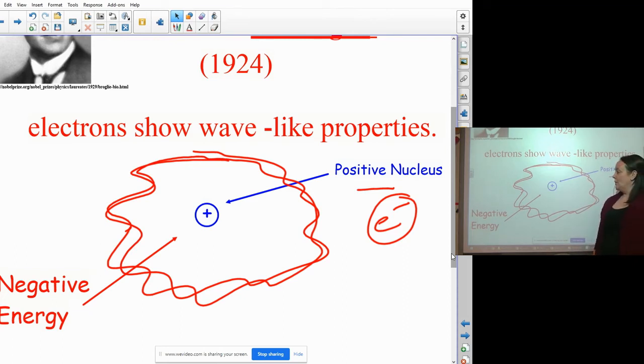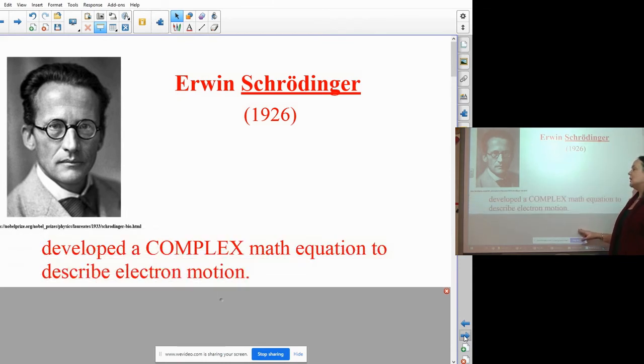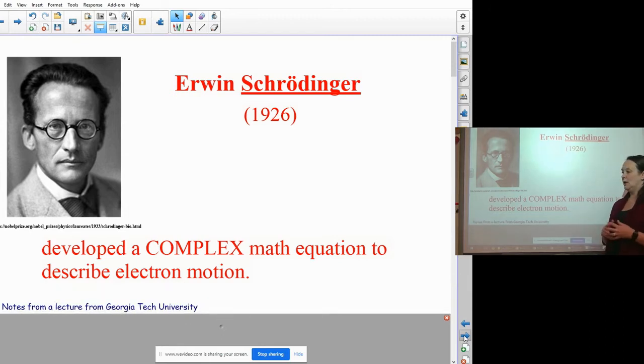So then came along another person, and depending on where you are in your psychology, he's a very smart, very intelligent person that kind of thought outside the box on a lot of stuff. And his name was Erwin Schrödinger. Schrödinger was also trying to figure out where exactly these electrons are and where they are going. And what I would know about Schrödinger is that he developed a complex mathematical equation to try to describe electron motion. So they have been doing experiments, and they had some success with doing some electron scanning, things like that. But they were trying to figure out exactly where an electron is. So I actually took some notes from a quantum mechanics lecture at Georgia Tech University.